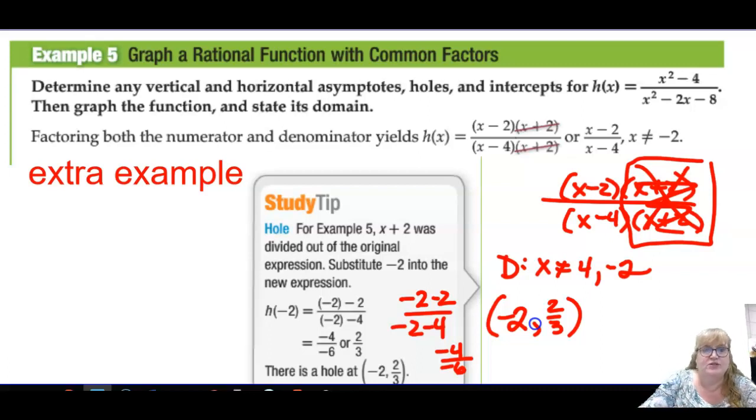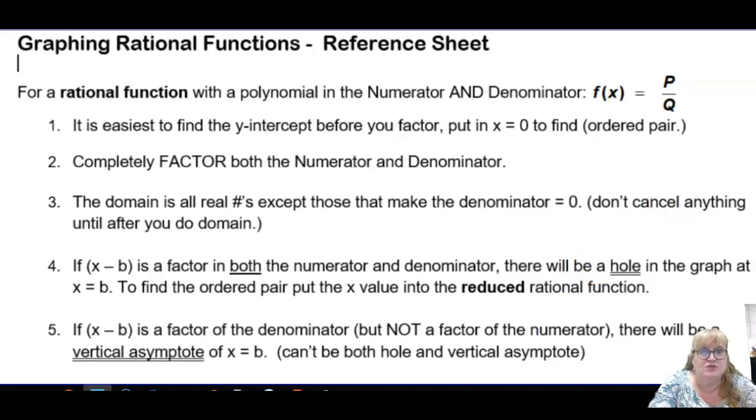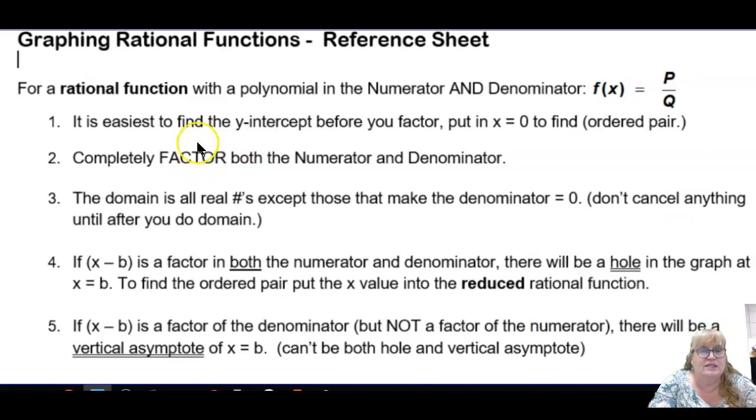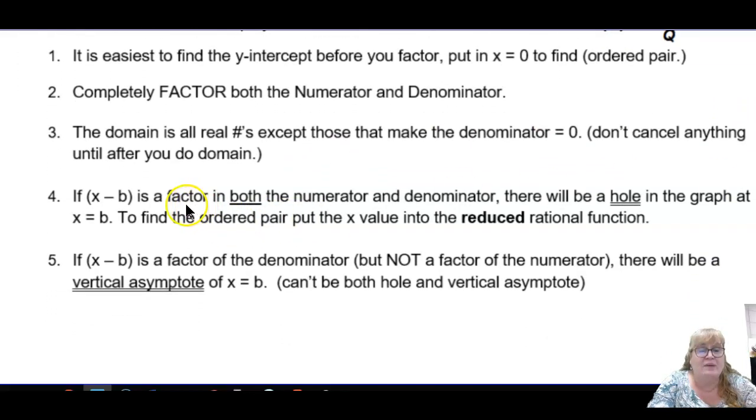So you have this reference sheet. I referred to it yesterday. It says it's easiest to find the y-intercept before you do anything else. Then you factor the top and bottom. The domain is all real numbers except those that make the denominator 0. Make sure you don't cancel anything out before you find the domain. Then if there happens to be a factor top and bottom, there is a hole. To find the ordered pair, you put the x value into the reduced rational function. You cancel the hole out.